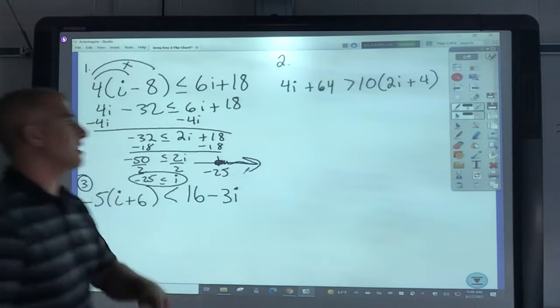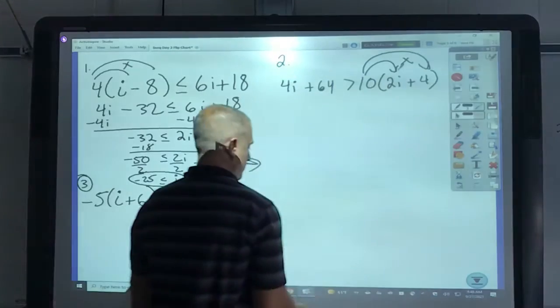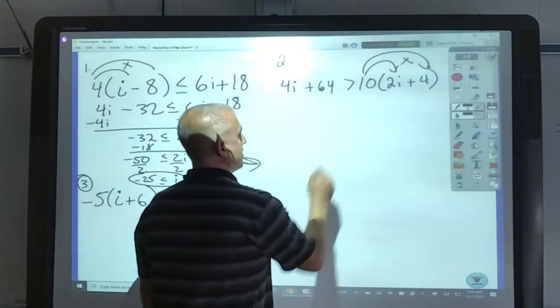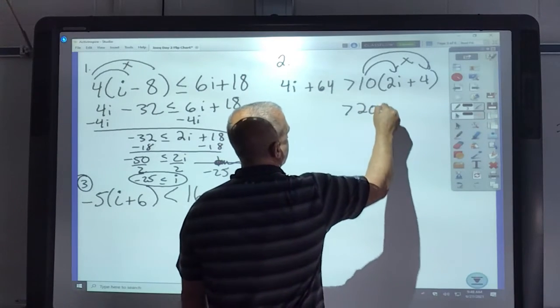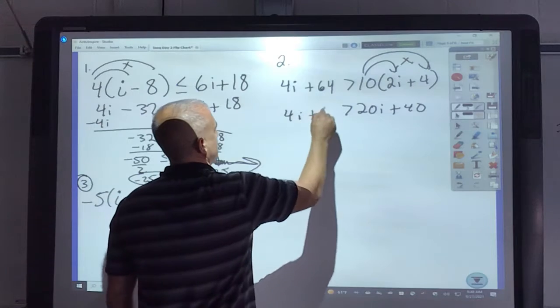Okay, once again, I want to clear out these parentheses, so I want to multiply both of those. Ten times 2 is 20, so it's going to be 20i. Ten times that would be 40. So I got 4i plus 64.